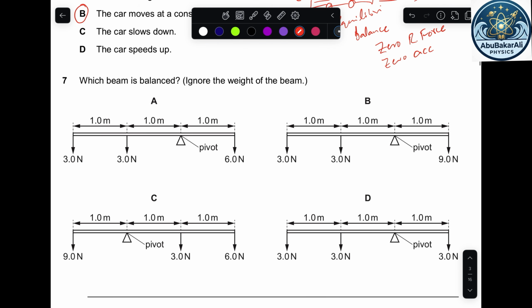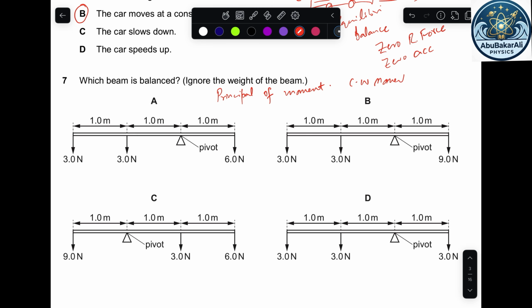Okay, so question 7. Which beam is balanced? You have to ignore the weight of the beam. Okay, so this is from the principle of moments. Clockwise moment should be equal to anti-clockwise moment. That will be balanced. Okay, so let's try A, this moment is force multiplied by the distance from the pivot point.